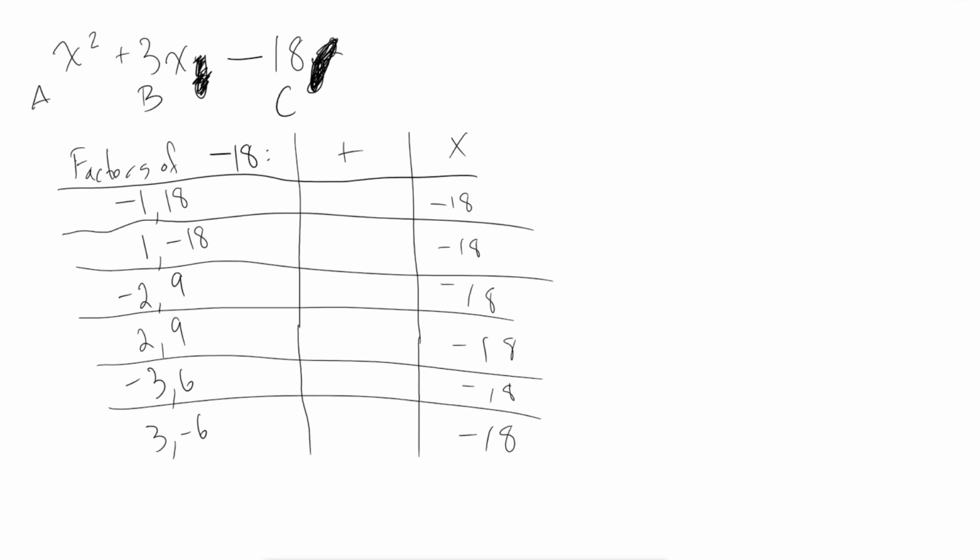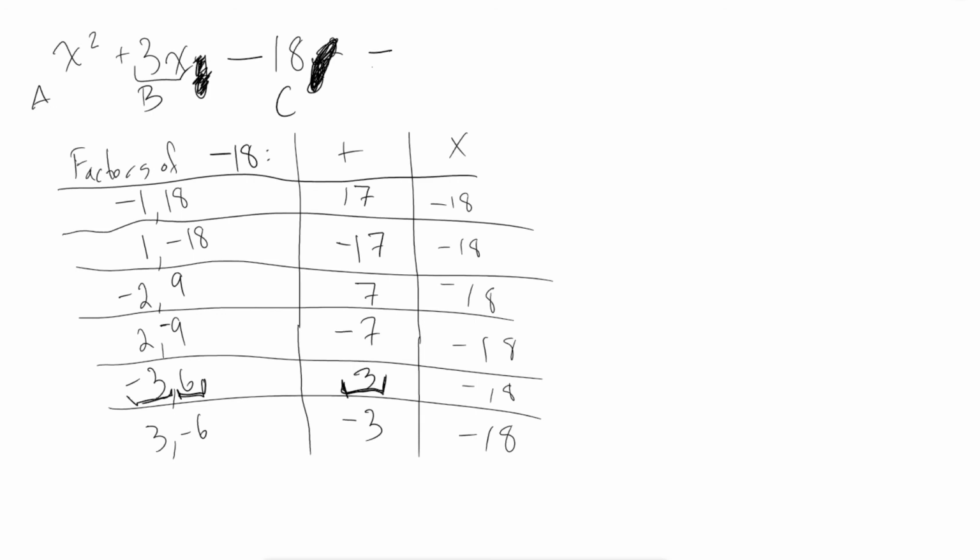However, they are going to add to be different things. So negative 1 plus 18 gives me positive 17. 1 plus negative 18 gives me negative 17. They're just going to be inverse pairs. So negative 2 plus 9 gives me positive 7. 2 plus negative 9 gives me negative 7. Negative 3 plus 6 gives me positive 3. 3 plus negative 6 gives me negative 3. I'm looking for a b of positive 3, which is that guy right there, which means that my mystery factors are negative 3 and 6.